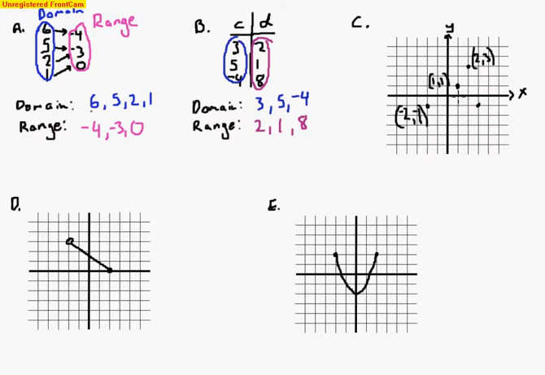So again, you're counting spaces. Never count the origin as 1. It's the spaces. So 1 space, 2 spaces, 3 spaces, and then down 1. So that's 3, comma, -1.